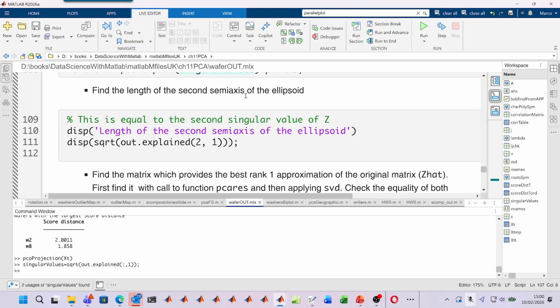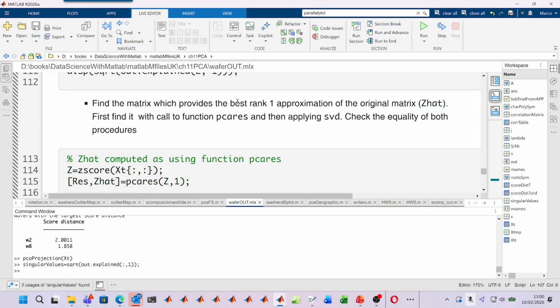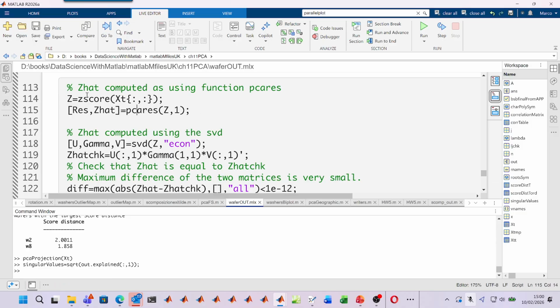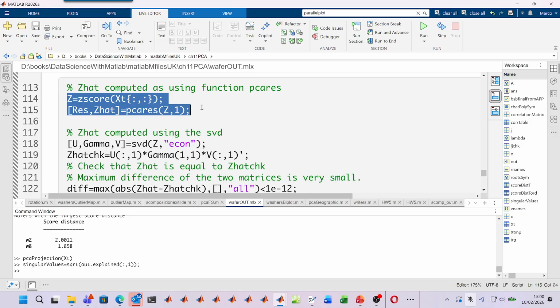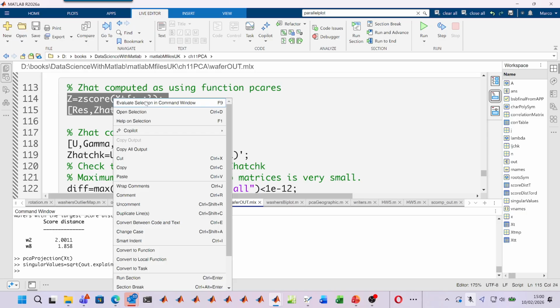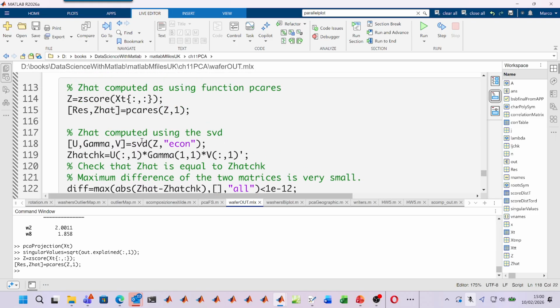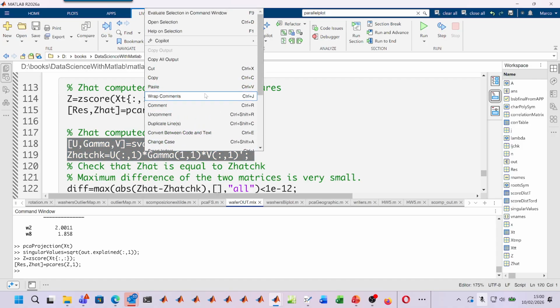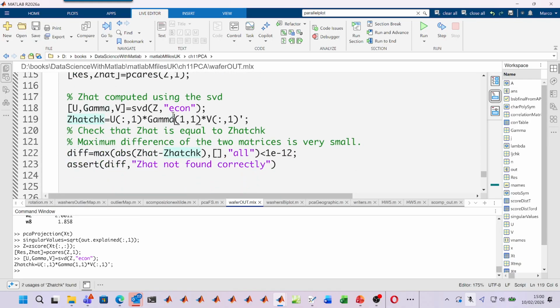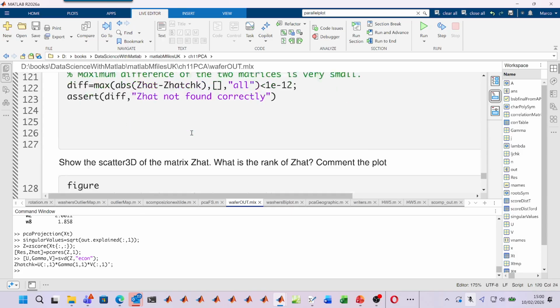Find the length of the second semi-axis, which is the second singular value. Find the matrix which provides the best rank 1 approximation of the original matrix. Well, you can compute with the function PCA res that automatically computes Z hat, the matrix which has rank 1, the best rank 1 approximation of the original matrix. Or this is the formula U1 gamma 1 times V1. This is Z hat CHK. Then we check that Z hat and Z hat CHK are the same thing.